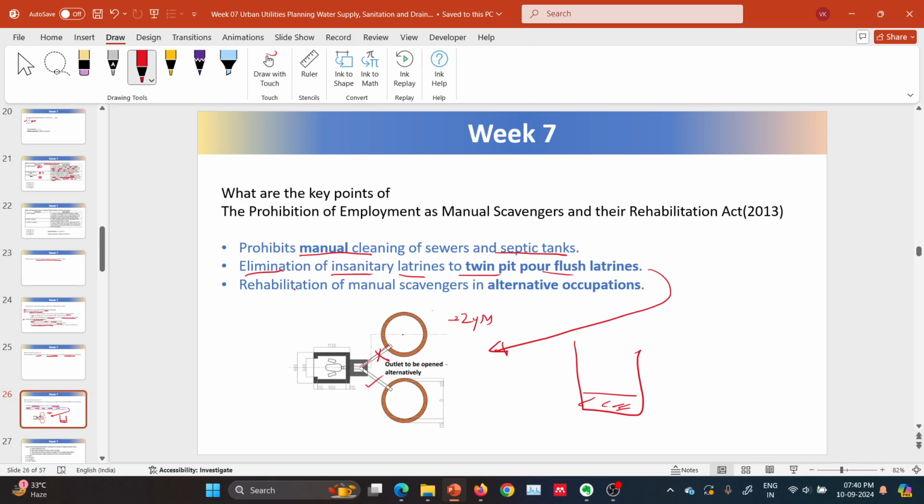And the third point is rehabilitation of manual scavengers in alternative occupations. You have to rehabilitate the manual scavengers in alternative occupations. So the third point is talking about giving employment in a different field.